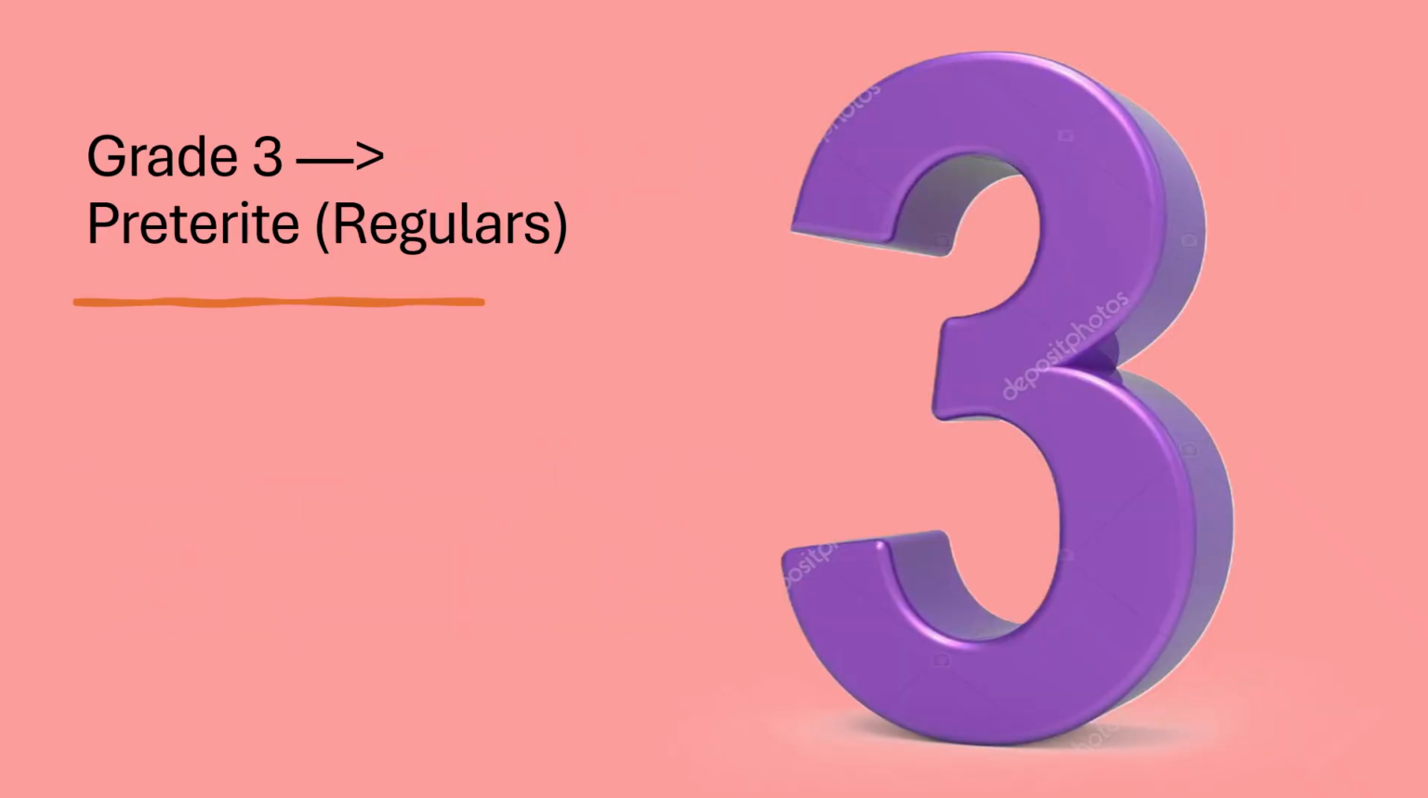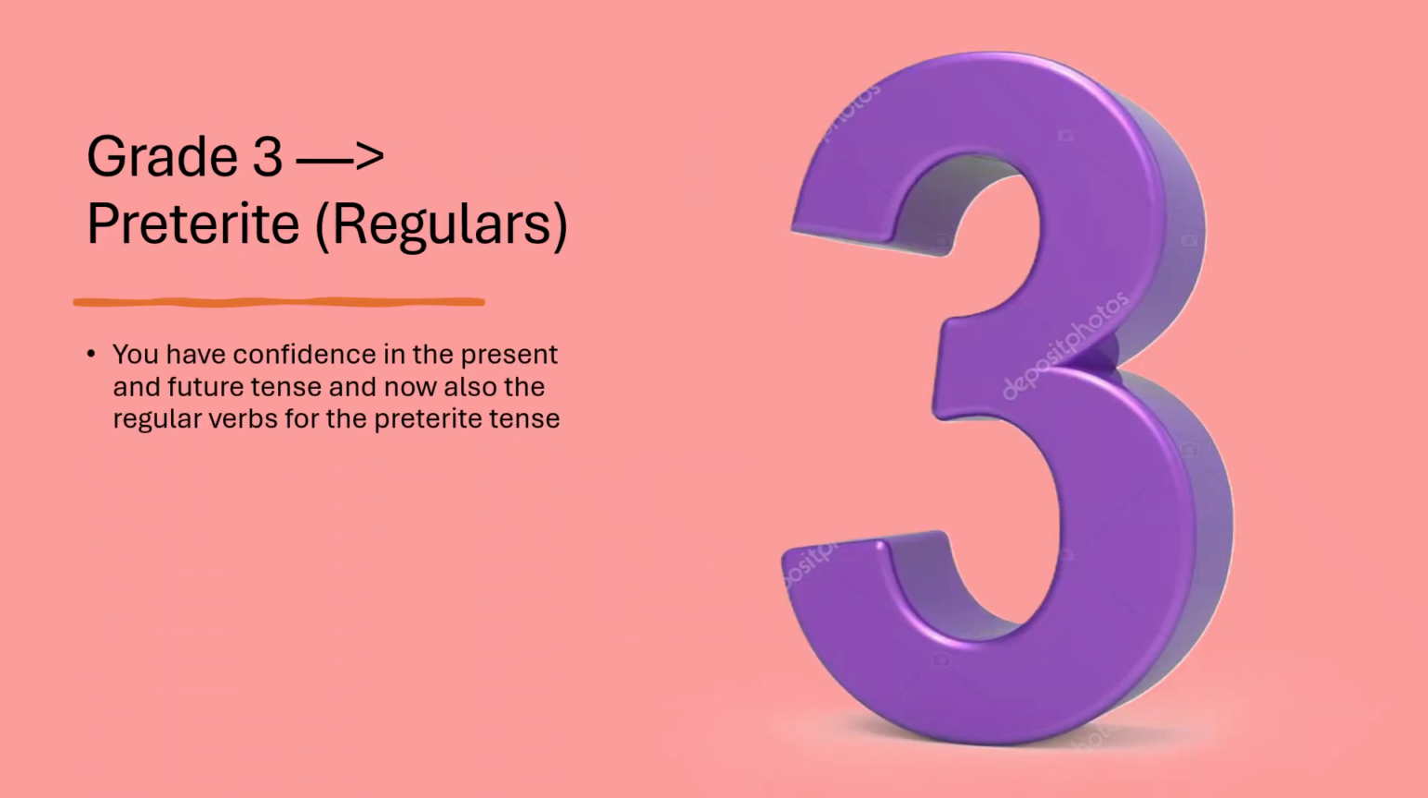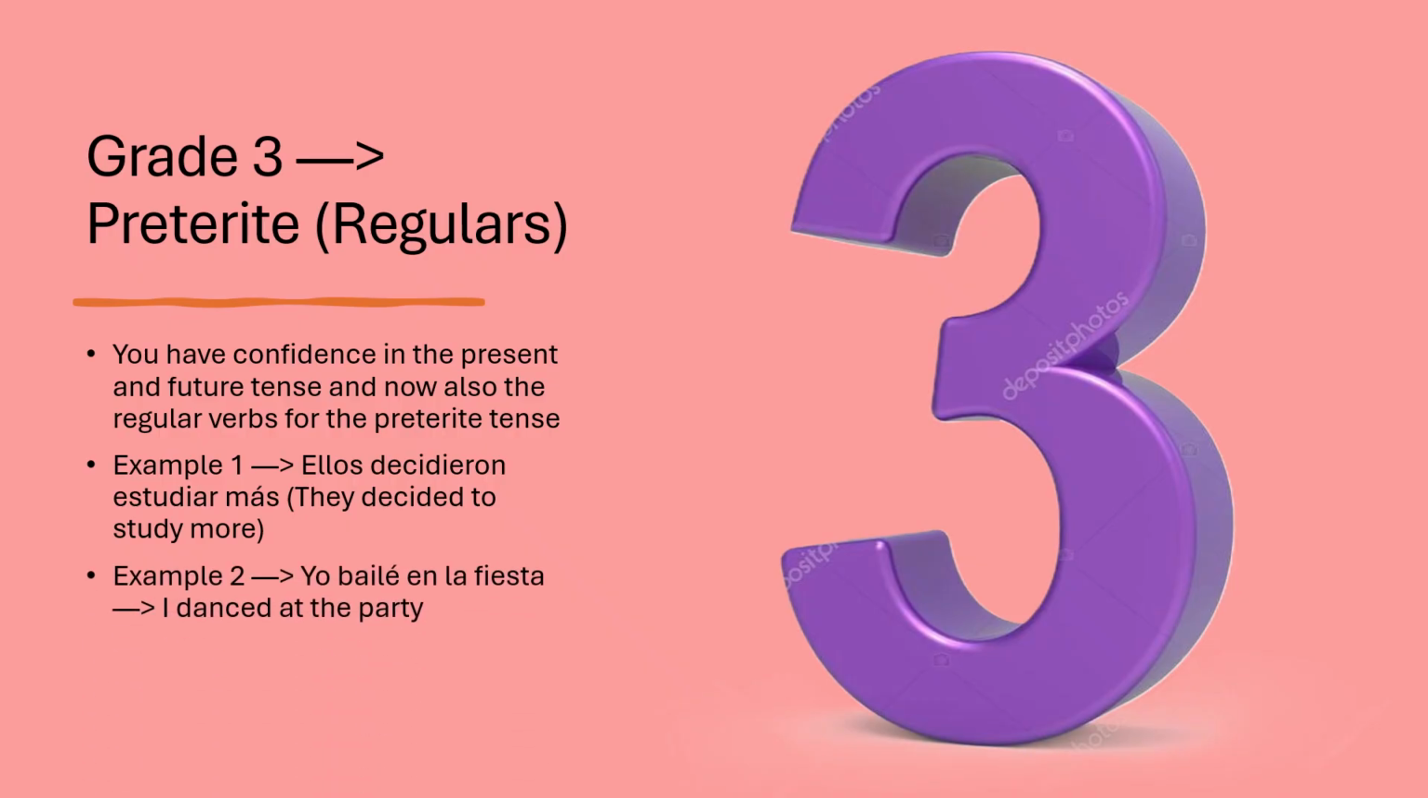Grade 3, preterite regulars. You have confidence in the present and future tense, and now also the regular verbs for the preterite tense. Example 1 of the preterite regulars is: Ellos decidieron estudiar más. They decided to study more. Example 2, yo bailé en la fiesta. I danced at the party. To move on to a grade 4, in order to pass your exams, you need to understand all 3 tenses.